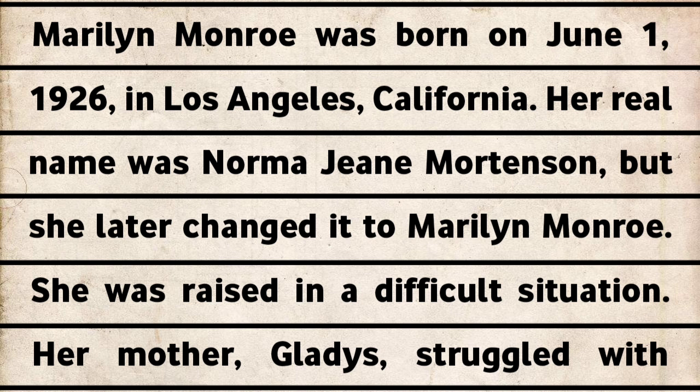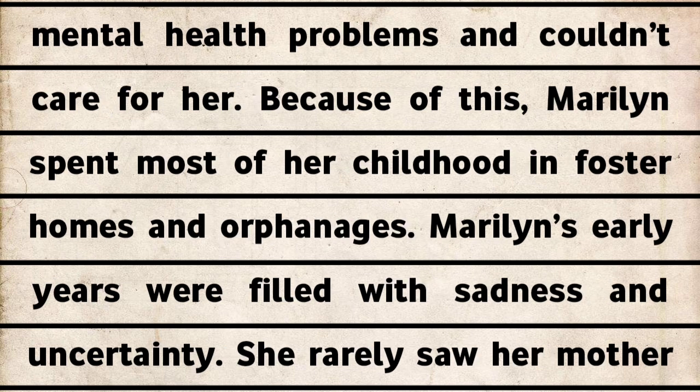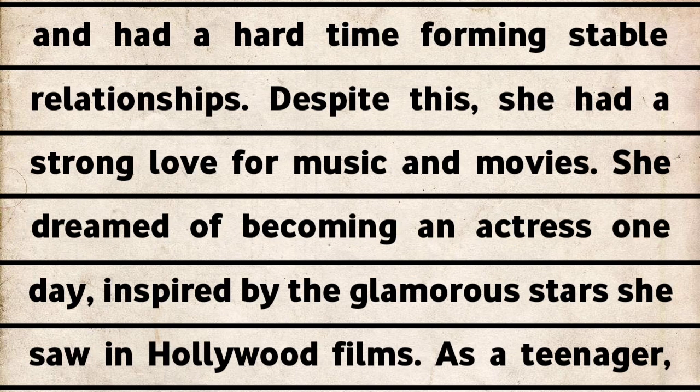She was raised in a difficult situation. Her mother, Gladys, struggled with mental health problems and couldn't care for her. Because of this, Marilyn spent most of her childhood in foster homes and orphanages. Marilyn's early years were filled with sadness and uncertainty. She rarely saw her mother and had a hard time forming stable relationships.